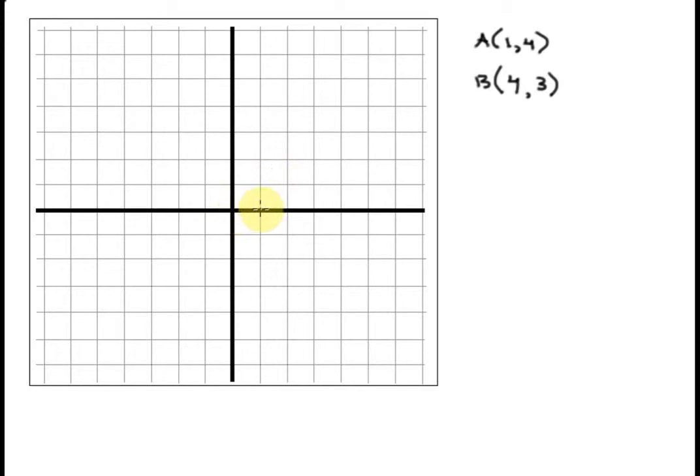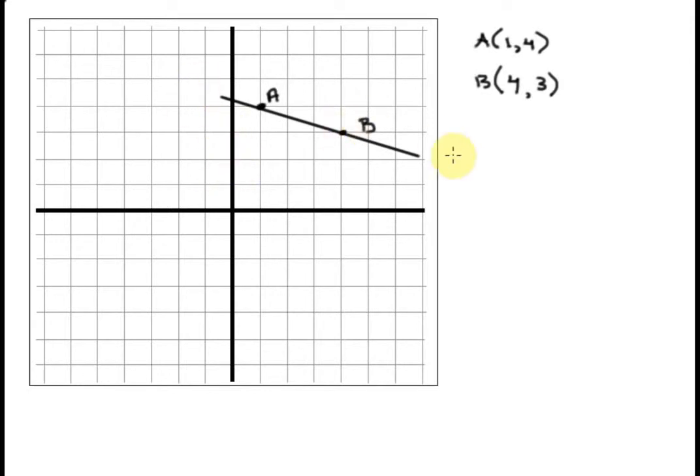So point A is 1 to the right, and then up 4. There's A. And B is at 1, 2, 3, 4, and then up 3. 1, 2, 3. So there's B. And I'm going to connect these points with a line through them. Let's see if I can draw this okay. It's probably close enough.